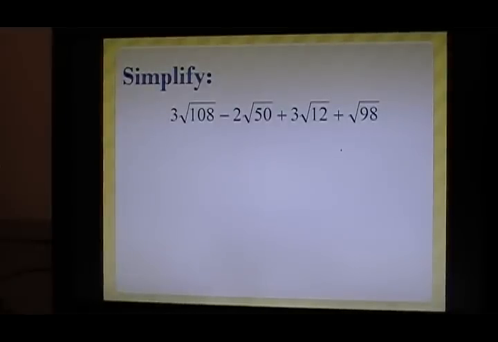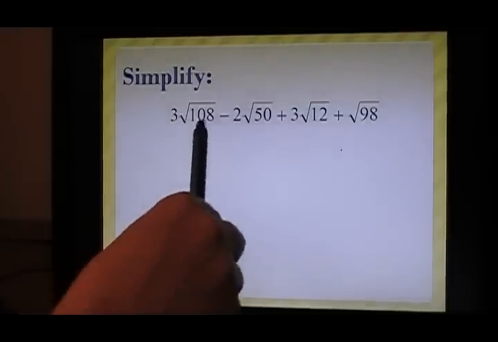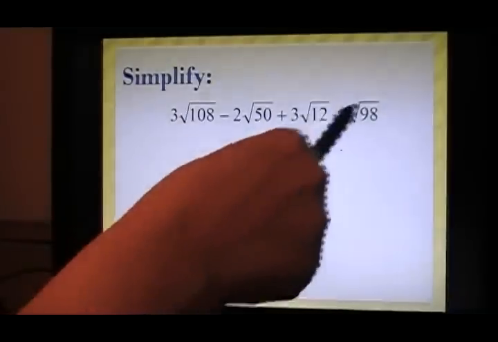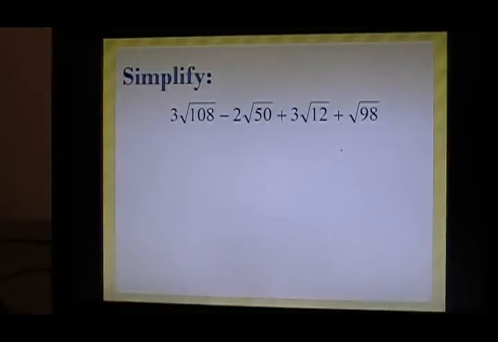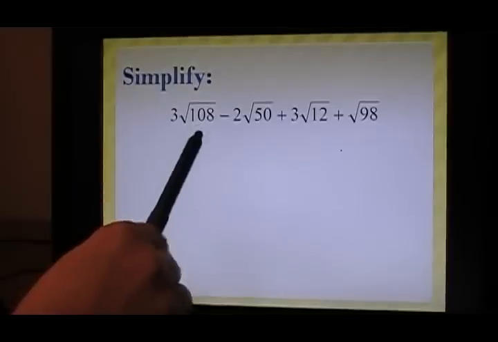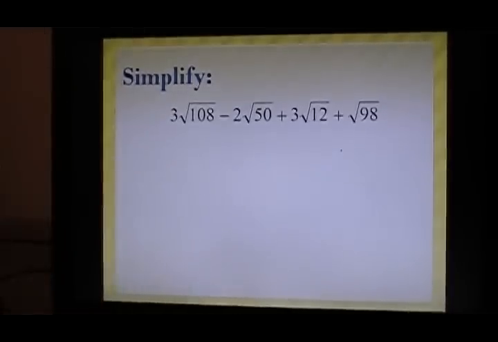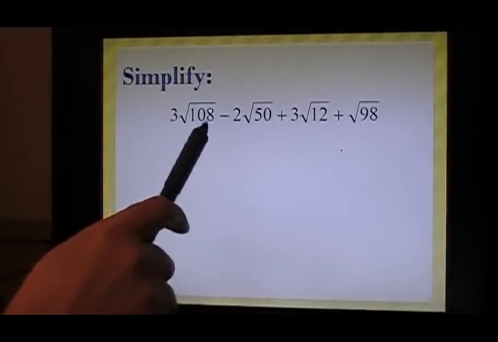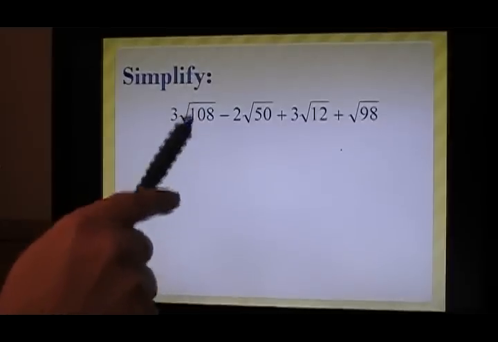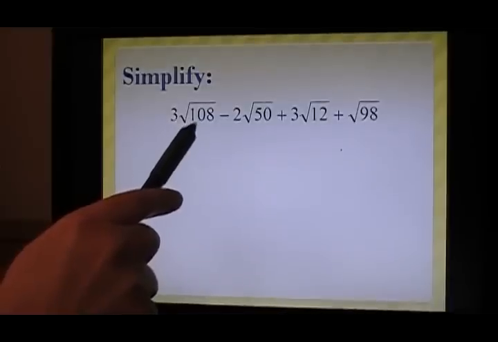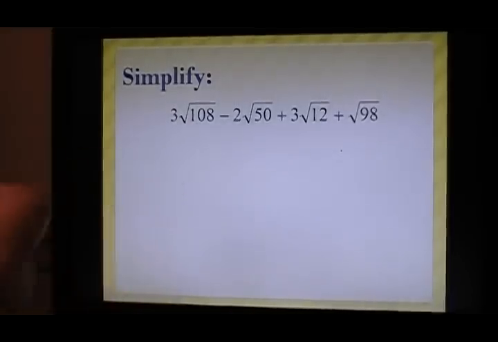So in terms of doing my simplification, remember, it will simplify if any of these radicals can be simplified or if I can combine any like terms. So I'm going to work with the simplification of the radicals first. So 108, first of all, you think, okay, is there a number I can multiply twice to get 108? That answer is no, because 108 is not a perfect square. But it will simplify if 108 is divisible by a perfect square.